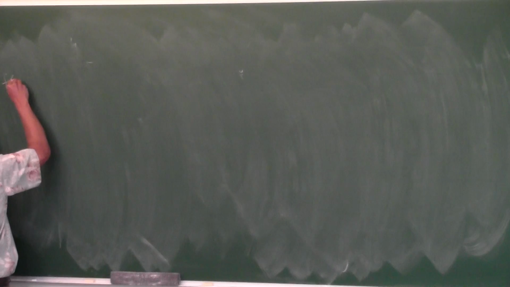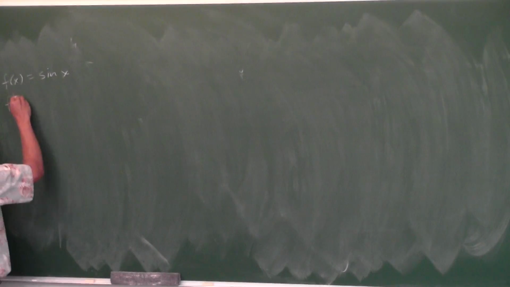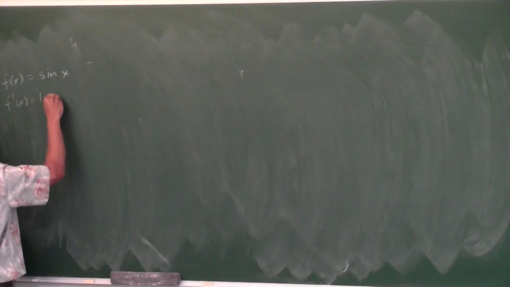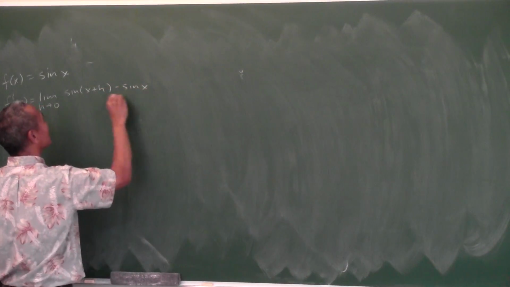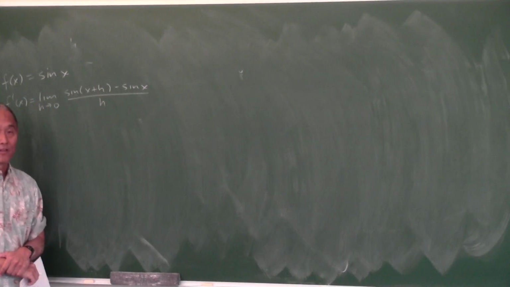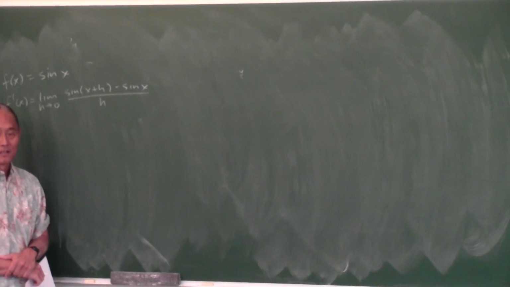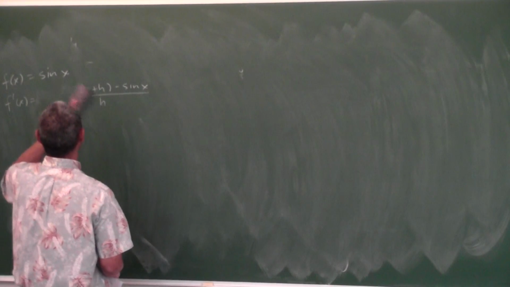Okay, let's do one of them. f of x equals sine x. After today, we just commit this to memory, but how would you find the derivative of this? Well, there are several things you can do. One is you use the difference quotient from last night: limit as h approaches 0 of f of x plus h minus f of x, all over h. Yeah, we can do that, but there are better ways.